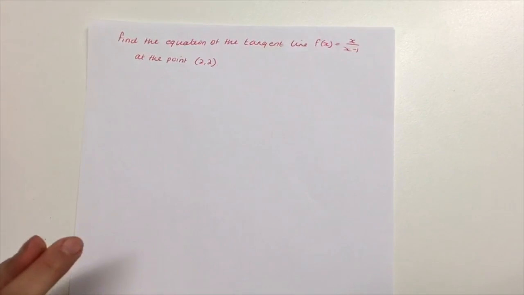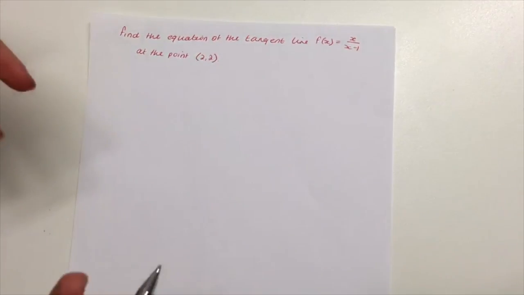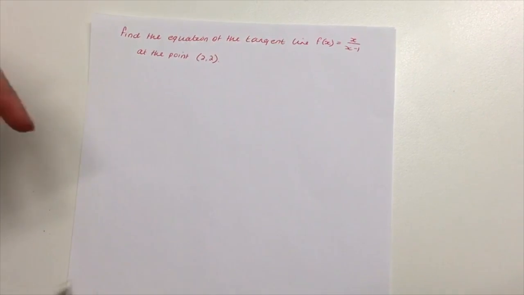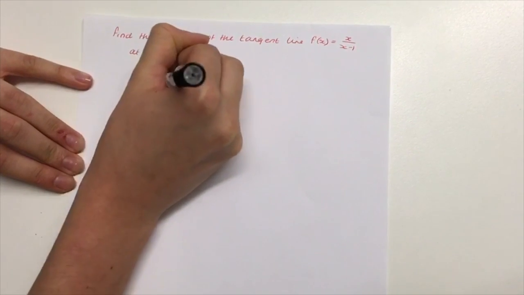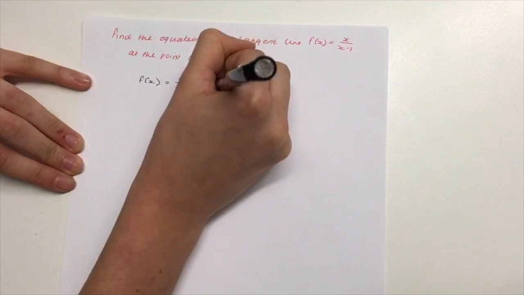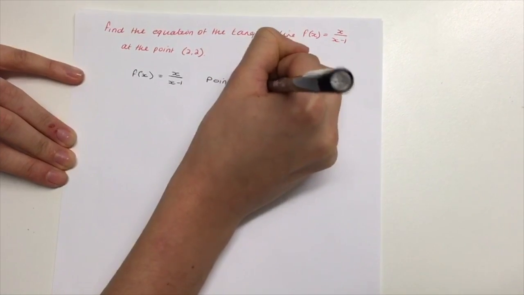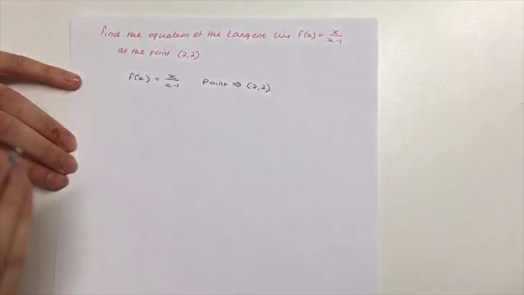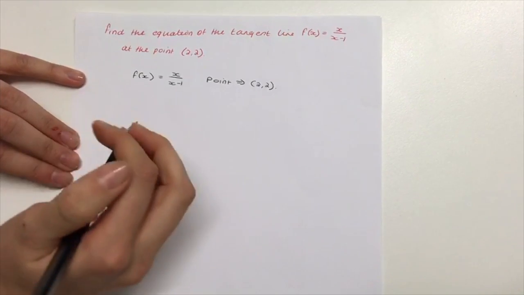So here is another example of something you might find in a quiz or an exam. Now, as I said in the last example, a good thing to do is to write down the function itself, and the associated point. Now the first step, as we remember from the last example, was to find the derivative, so let's do that now.